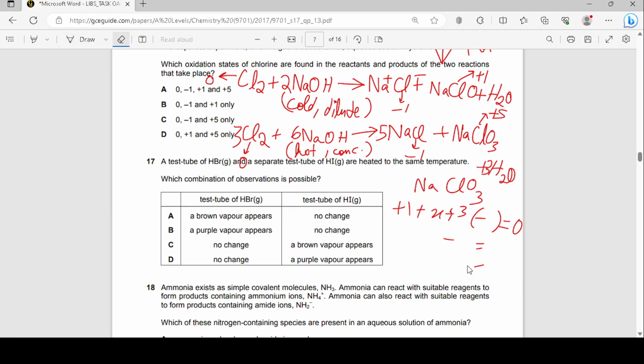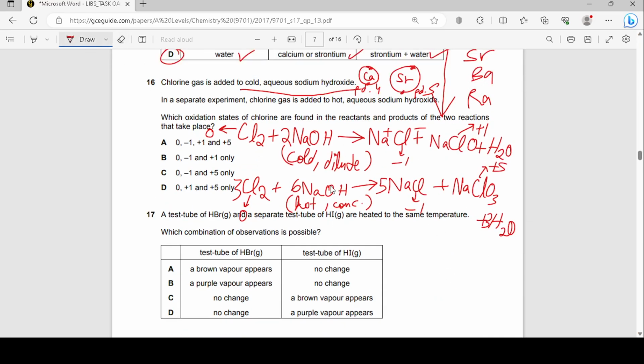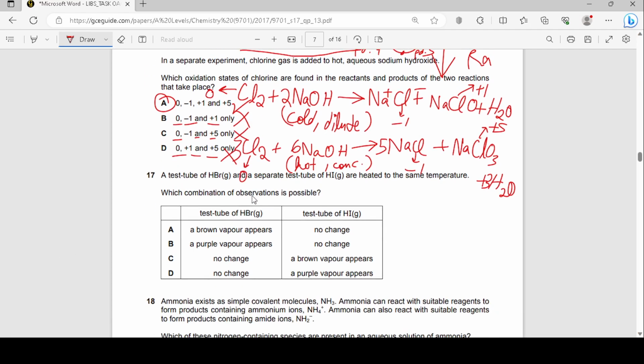Anyways, let's now check the options. So we got 0, -1, +1, and +5, right? As the oxidation states of chlorine in all these reactions. So 0, -1, +1, that's wrong. Obviously, 0, -1, +1, and +5, that's right. So A would seem to be the answer. 0, -1, +5, wrong. 0, +1, +5, that's also wrong. So A is going to be our answer.